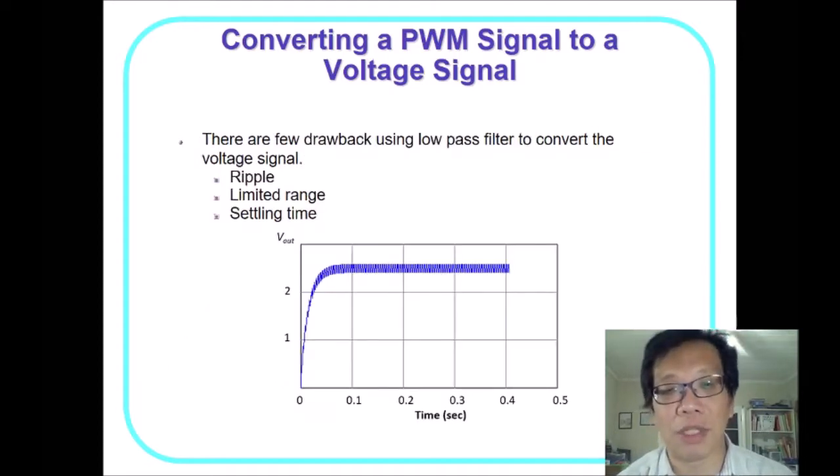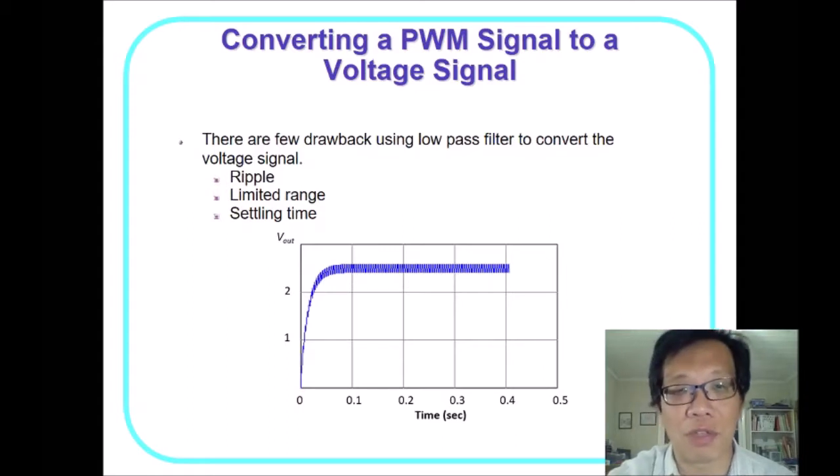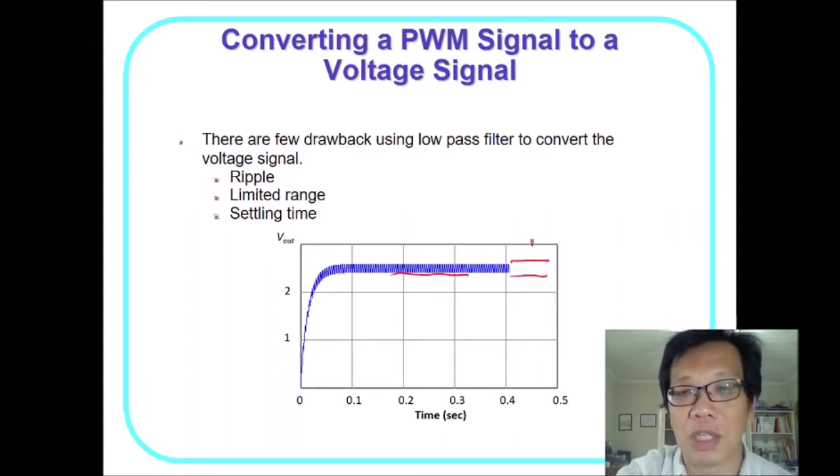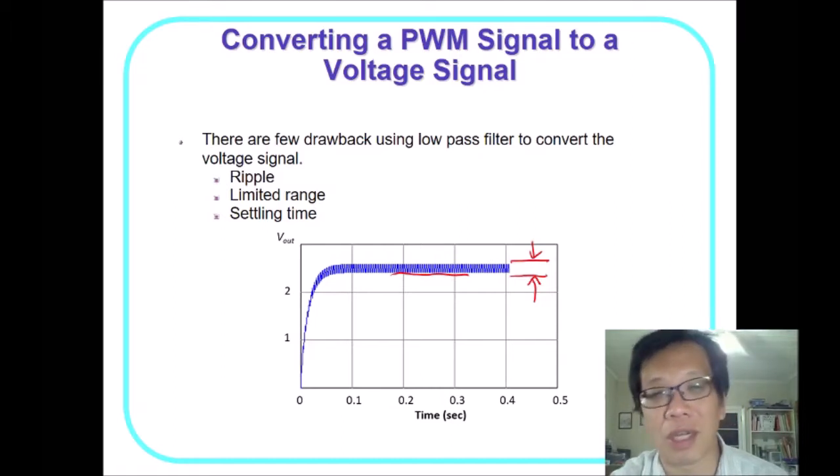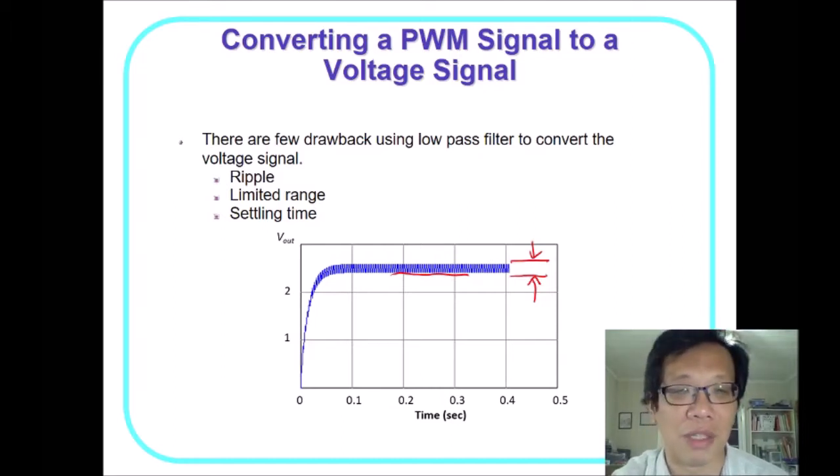This is what I mean. If you are not careful enough, you're going to see a lot of ripples. Instead of seeing a straight line, you're going to see those ripples with a lower bound of your outputs and a higher bound of your outputs. This kind of thing is not good for your system. But if the ripple is small enough, normally we can ignore that.